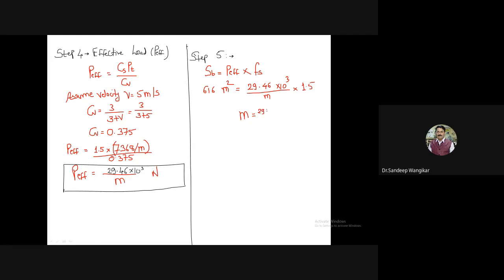So 29.46 into 10 raised to 3 into 1.5 divided by 616. This will be your module cube. And finally, you will arrive at module is equal to the answer 4.156. Okay, 4.155, 4.156 in millimeter. So this is your answer.